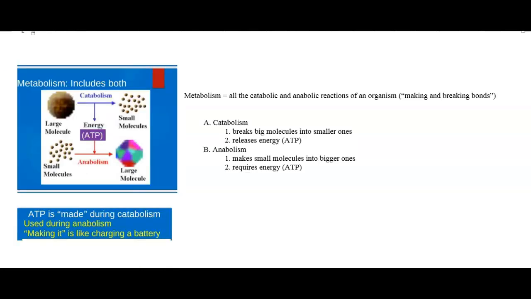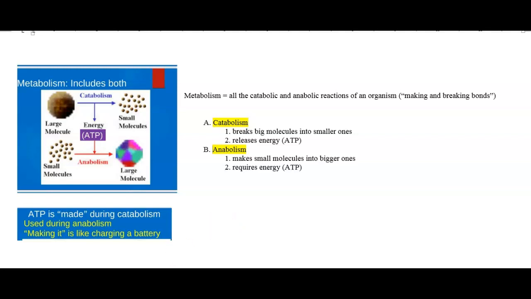So let's look at this word metabolism. Basically, those are all the reactions that are taking place. And we're going to review some words that we used before this: metabolism, catabolism, anabolism. Catabolism, breaking; anabolism, building. So metabolism are all the catabolic and anabolic reactions of an organism, so making and breaking bonds, basically.